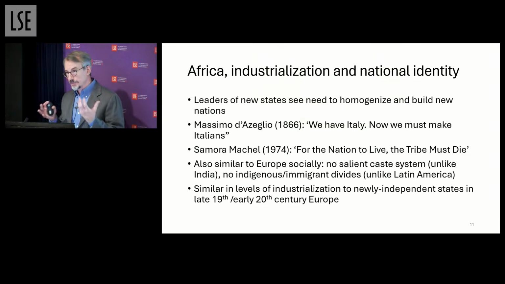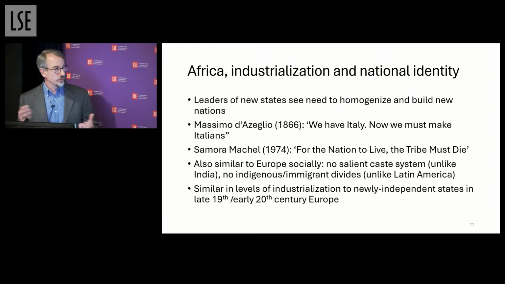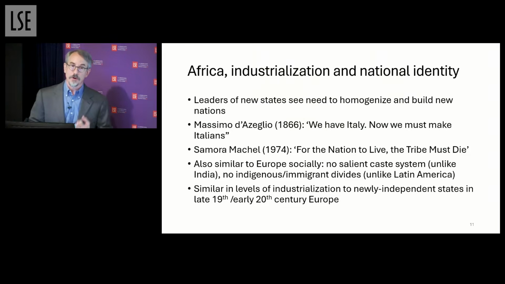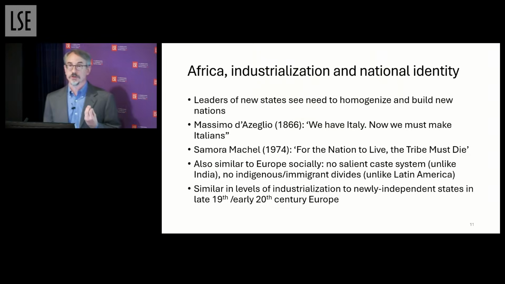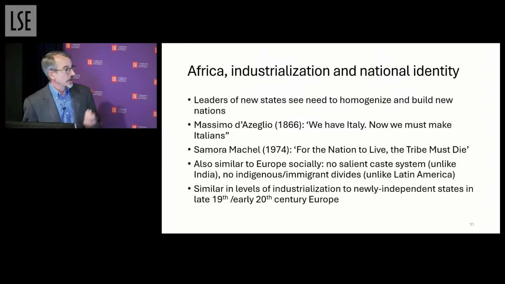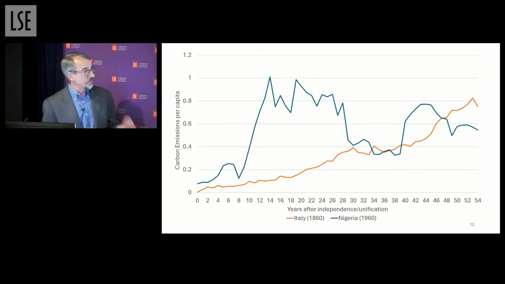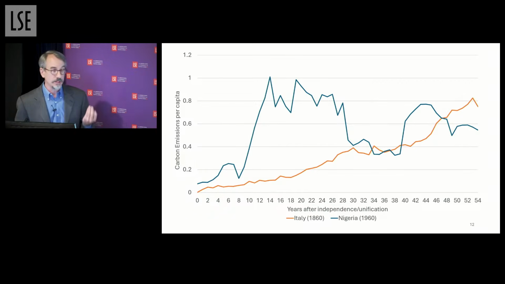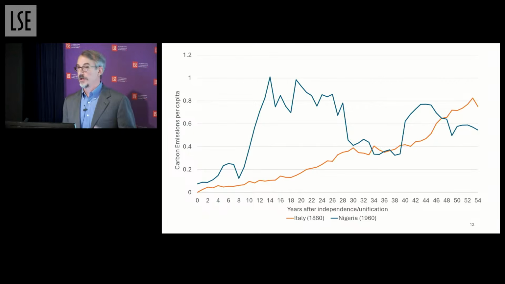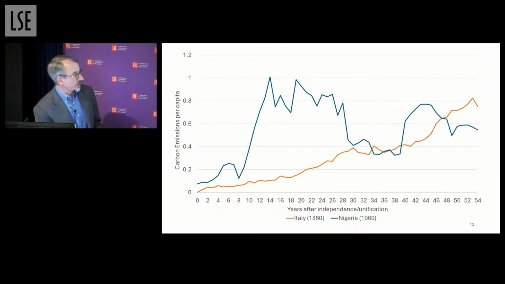I say carbon emissions specifically. I'm not talking about global greenhouse gases in general. We know that methane, for instance, is often produced by agricultural production, but carbon emissions very much are associated with industrialization. And here what I've done is I've compared Italy and Nigeria. Very nicely, Nigeria becomes independent exactly 100 years after Italy is unified. And I'm starting the clock in both cases when they are unified or independent.